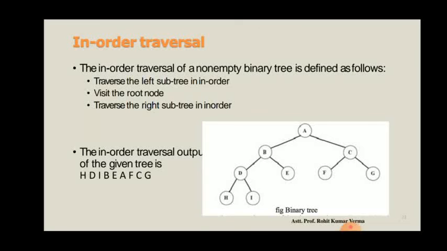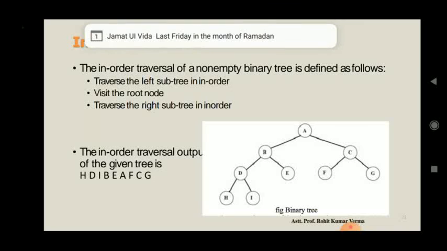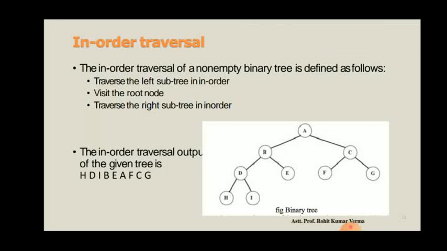Now we are covering the root, and our root is A. Now we have to cover the right subtree. So we are moving to the right subtree. In the right subtree we have a parent, that is C, but as per our definition we have to cover the left subtree first. So for C the left subtree contains the node F. After that we have to visit the root, that is C, and then the right subtree, that is G. So dear students, this is the in-order traversal for this tree.